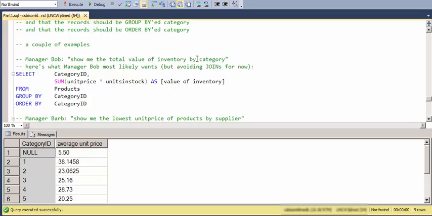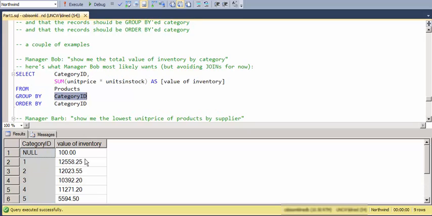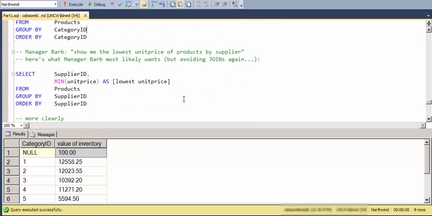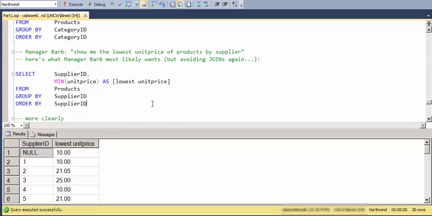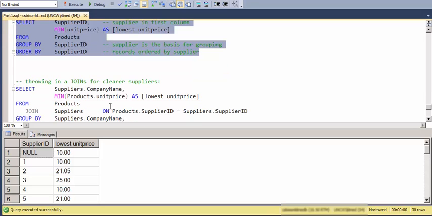Let's say a manager comes and says, I'd like the total value of inventory by category ID. And here's what they have in their mind: the category ID is on the left column. It's ordered by the left column. It's grouped by category ID. And the sum of the value is in the second column. Another example, show me the lowest unit price of products by supplier. Supplier ID is in the first column, supplier ID is the grouping, supplier ID is the order by, and there's the minimum in the second column. So just to point that out again, supplier ID in the first column, supplier ID is the group by, supplier ID is the order by.